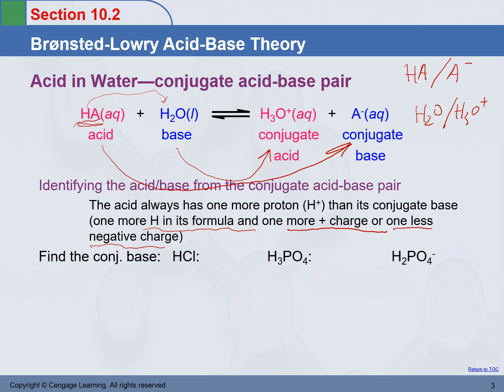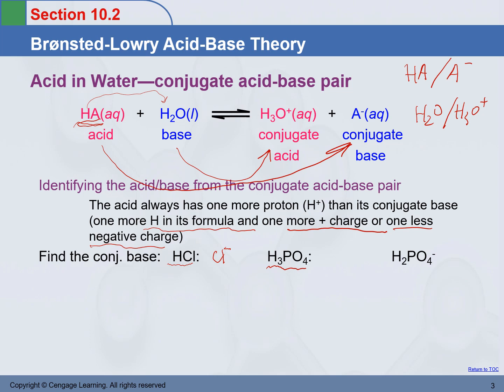Find the conjugate base of this. The conjugate base will have one less proton. One less proton means the proton is gone, only Cl left. Before, HCl was neutral. H is gone with a plus charge, so the leftover will carry a negative charge. Chloride will be the conjugate base of the acid HCl.